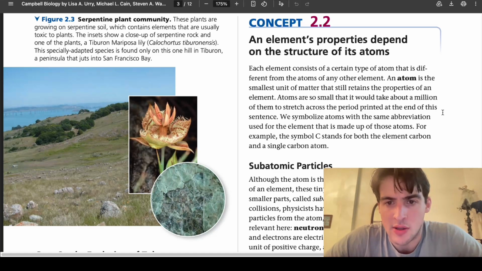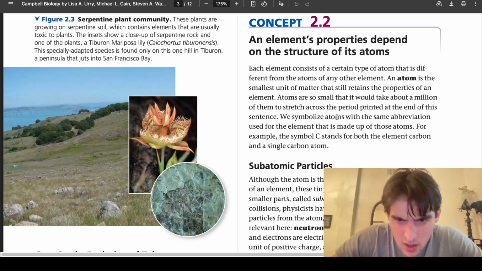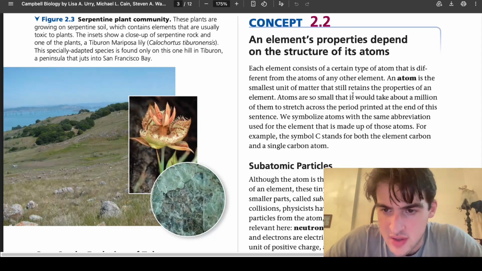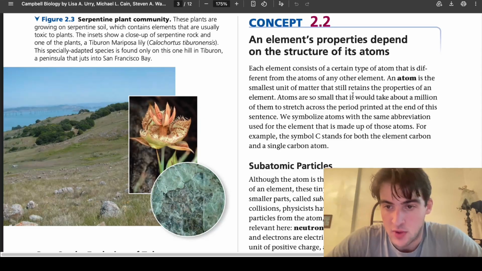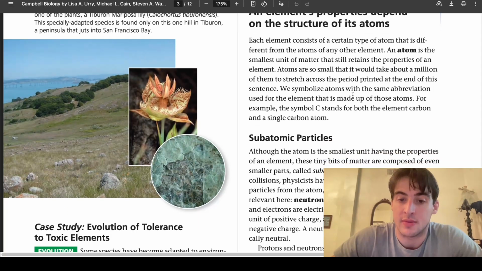An atom is the smallest unit of matter that still retains the properties of an element. Atoms are so small that it would take about 1 million of them to stretch across the period printed at the end of this sentence. We symbolize atoms with the same abbreviation used for the element that is made up of those atoms. For example, the symbol C stands for both the element carbon and a single carbon atom.